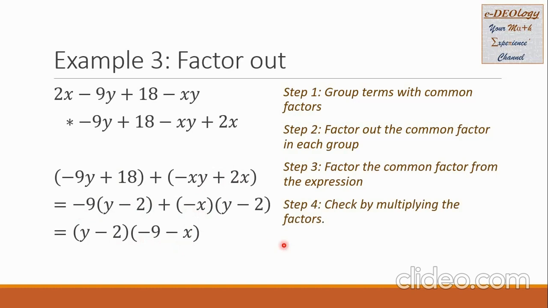And for step 4, I should multiply the factors to check if it is correct. So y times negative 9, I will get the negative 9y. Then y times negative x, here is the negative xy. Negative 2 times negative 9, I will have this positive 18. Negative 2 times negative x will be positive 2x. So now I am sure that my factors here are correct, and this is our final answer.